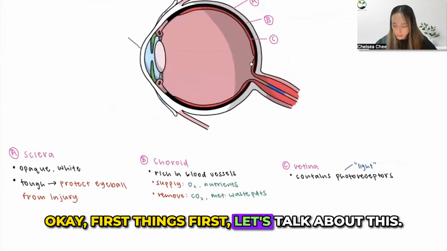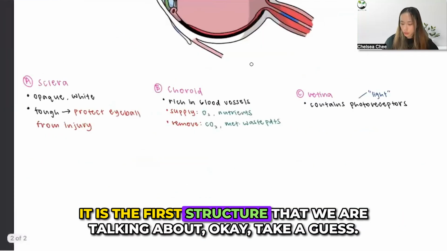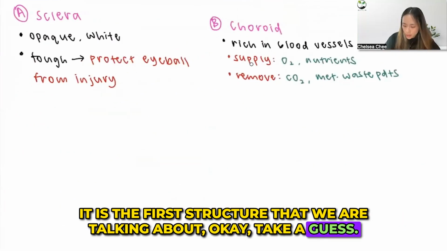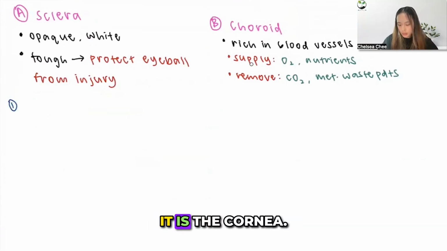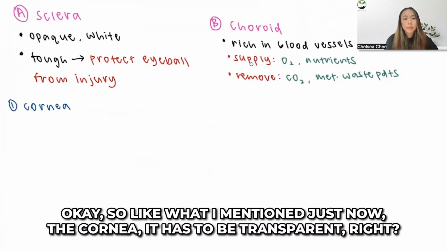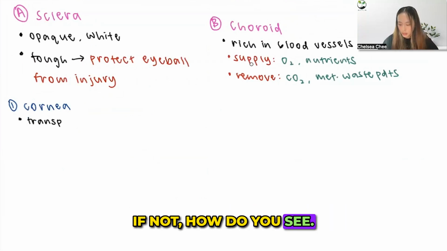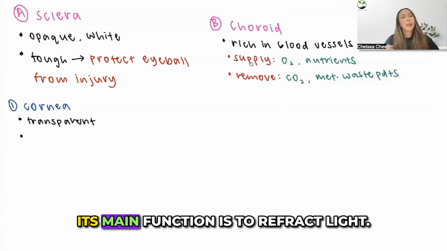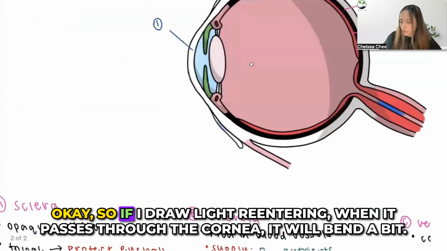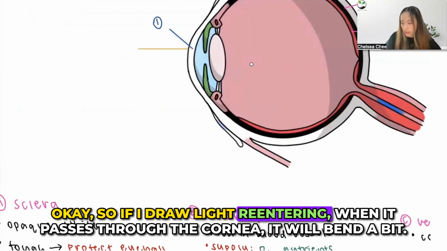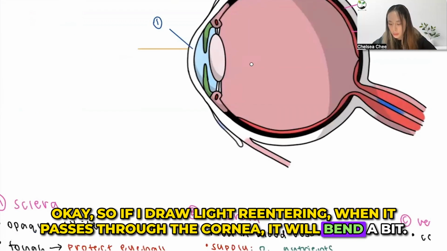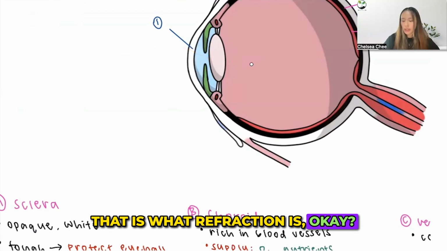First things first, let's talk about this. It is the first structure that we are talking about. Take a guess. What is the name? It is the cornea. Like what I mentioned just now, the cornea has to be transparent, right? If not, how do you see? Its main function is to refract light. If I draw a light ray entering, when it passes through the cornea, it will bend a bit.